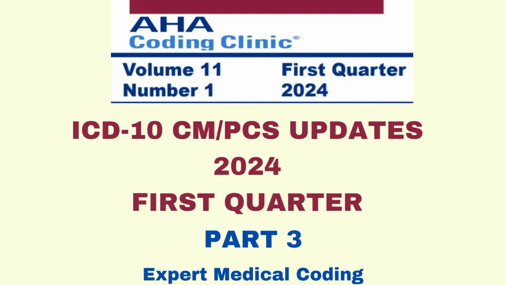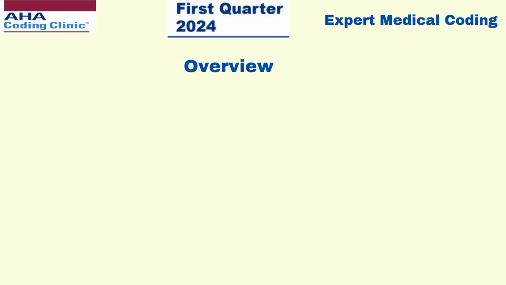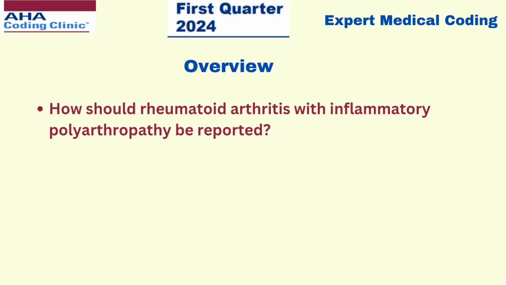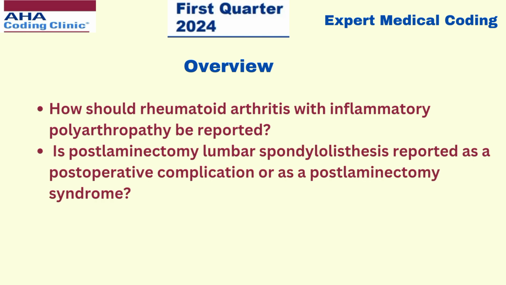In today's video, we're going to learn about ICD-10-CM/PCS updates 2024 first quarter part 3. In this video, we're going to learn two coding clinics. The first one is, how should rheumatoid arthritis with inflammatory polyarthropathy be reported? And the second one is, is post-laminectomy lumbar spondylolisthesis reported as a post-operative complication or as a post-laminectomy syndrome? So let's get started with the first one.